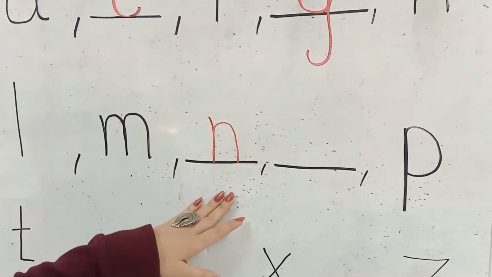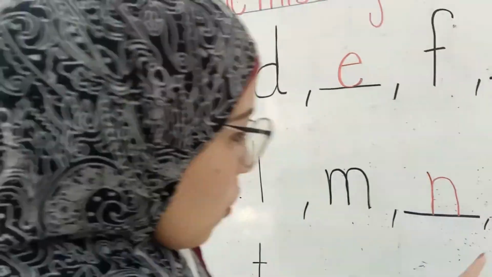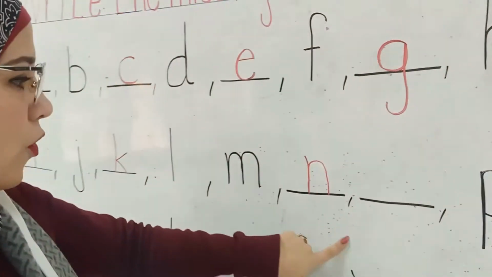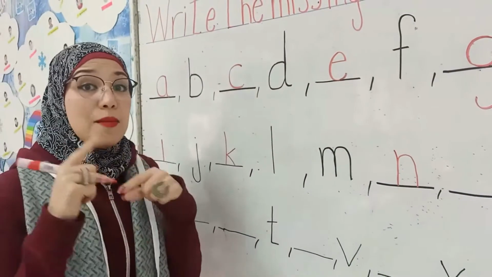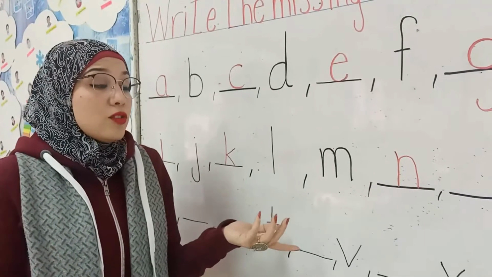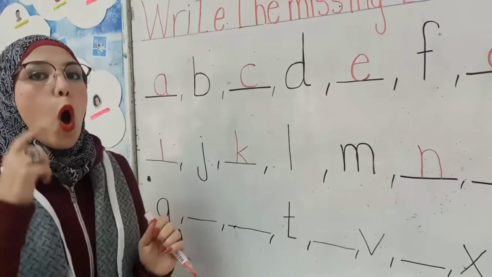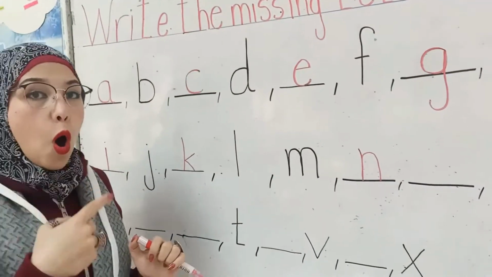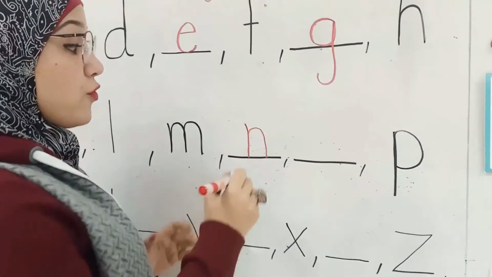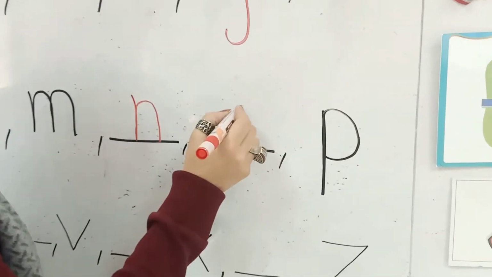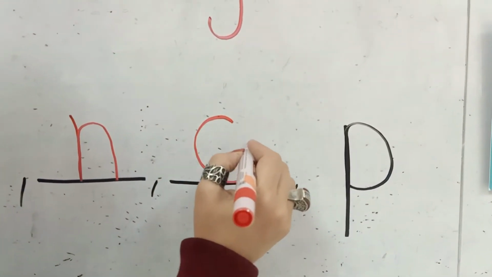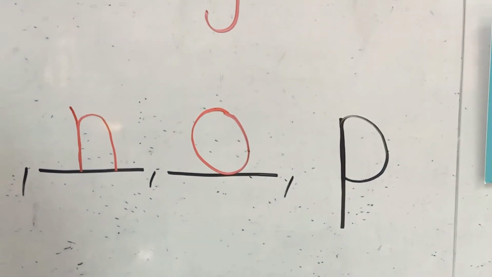N, N. What is the letter that follows letter N? Can you tell me, KG1? After N comes O. After N comes letter O. This is how we write letter O.